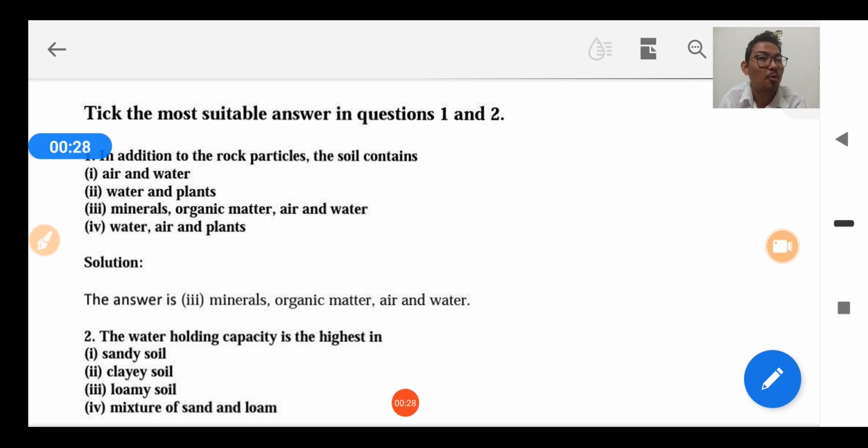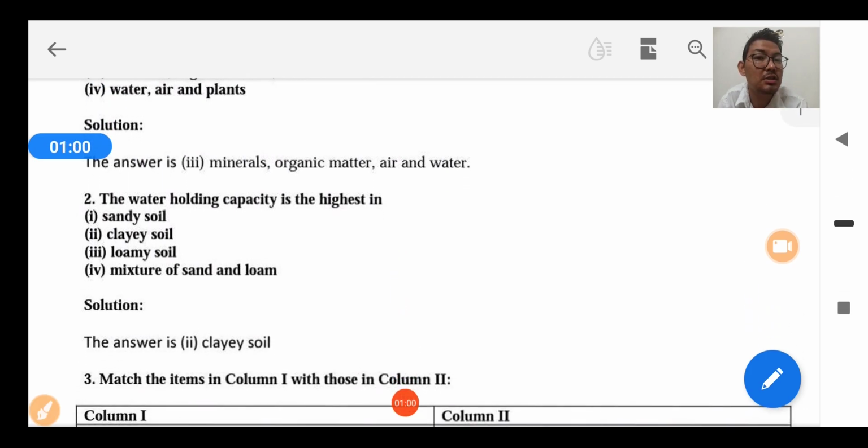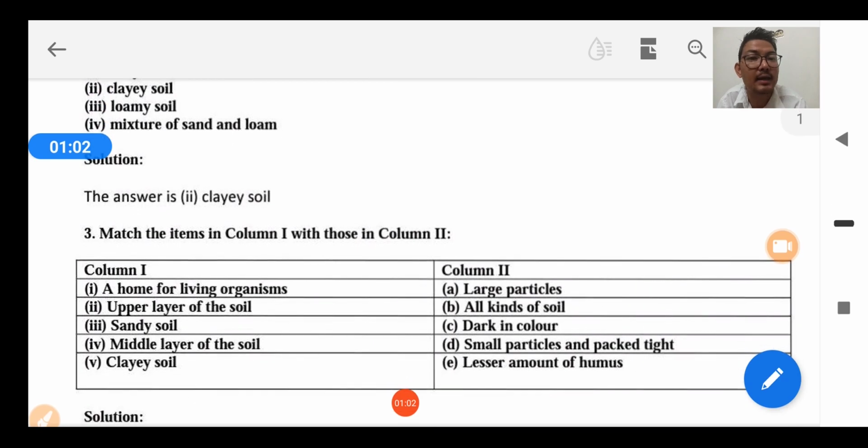In addition to the rock particles, the soil contains minerals, organic matter, and it also contains air and water. So option number 3 should be the correct one. Next question: the water holding capacity is highest in. Water holding capacity means the ability to retain water, and the answer definitely should be clay soil, because here the particle size is very small. That is why the particles are very close to each other, and that is why the water holding capacity is highest.